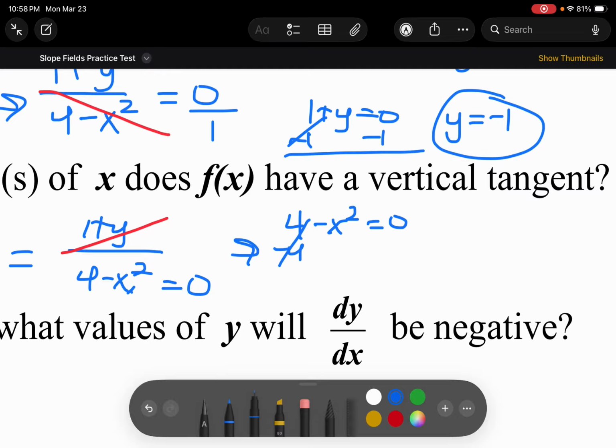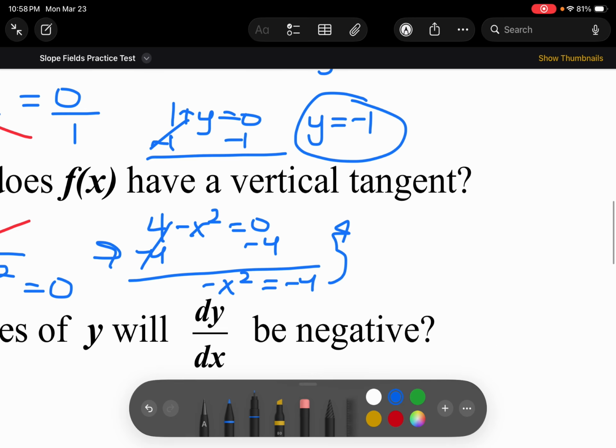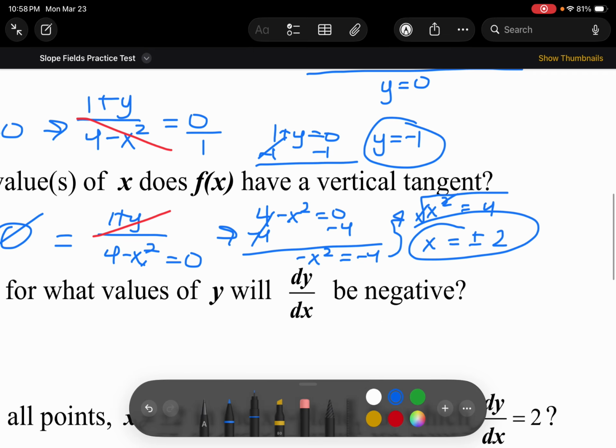Let's just algebraically solve it. So it's negative x squared equals negative 4, which is just going to be x squared equals 4. Square root, those cancel out. x equals plus or minus 2. That concludes question number 2.